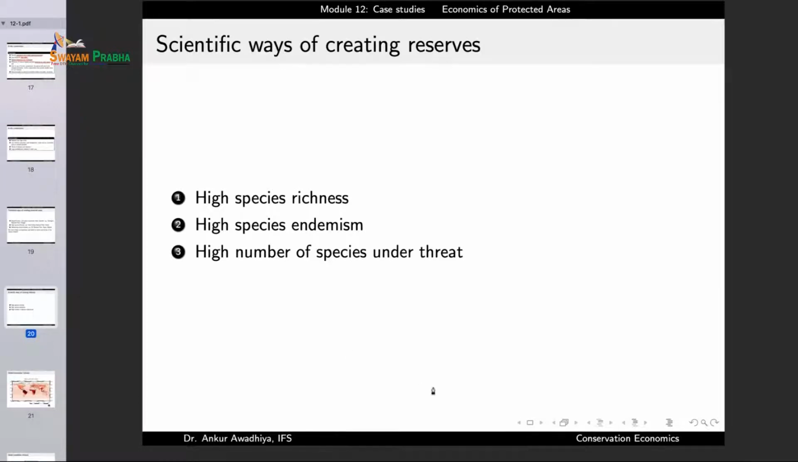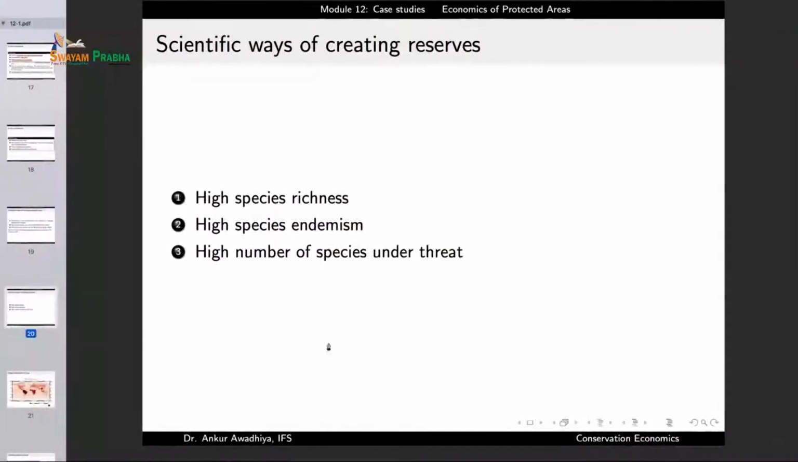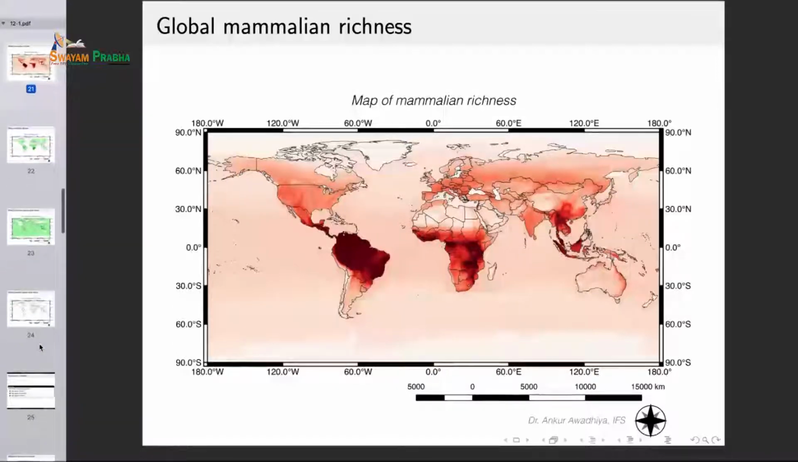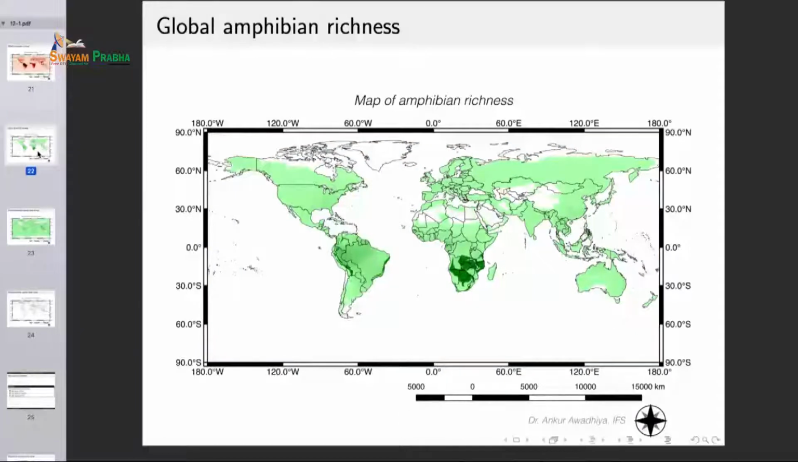In the scientific way, we look for those areas that are high in species richness, species endemism, and that have a moderate level of threat to the species. So, what is species richness? Species richness refers to those areas where you have more number of species per unit area. So, if we look at, say, things like global mammalian richness, there are certain areas that have a large number of species per unit area, and there are certain areas that have a less number of species per unit area. So, we can look at global mammalian richness, or we can look at amphibian richness.